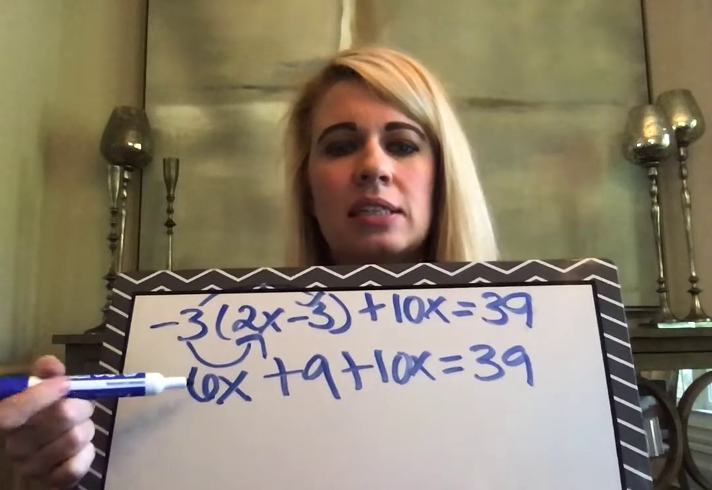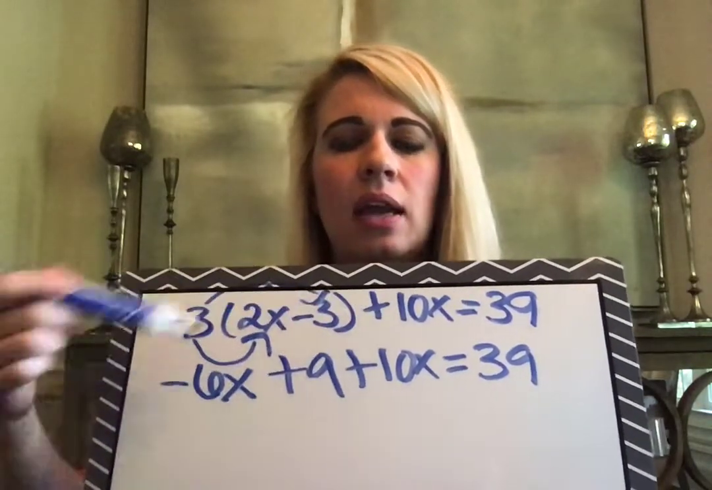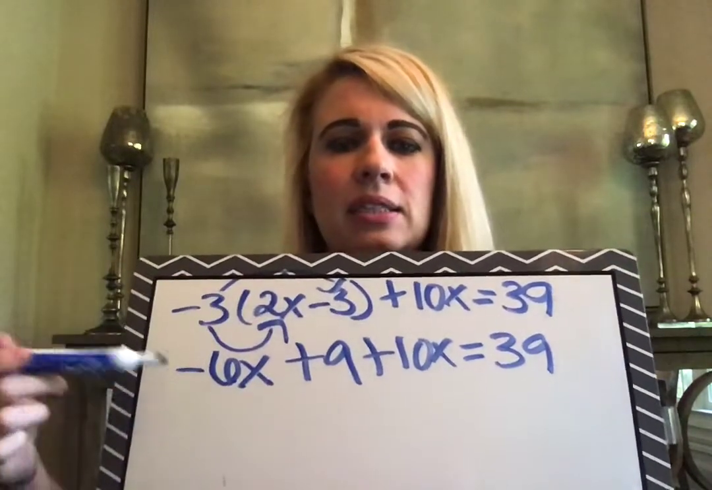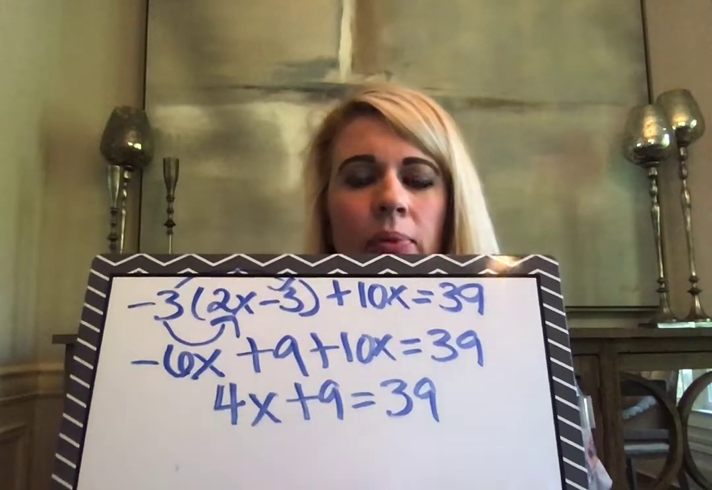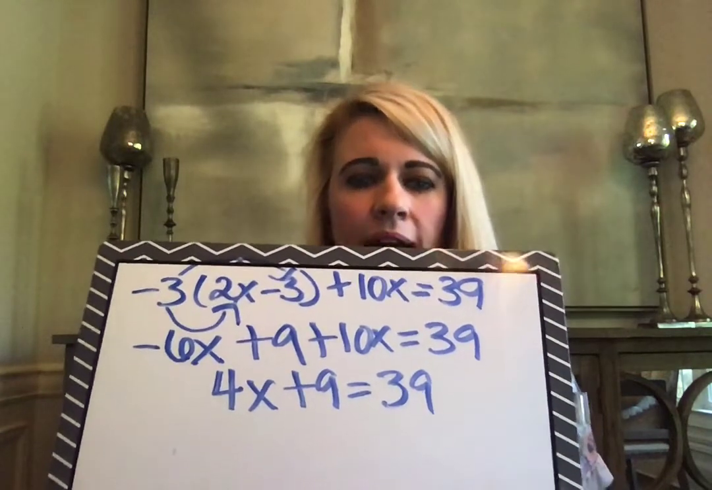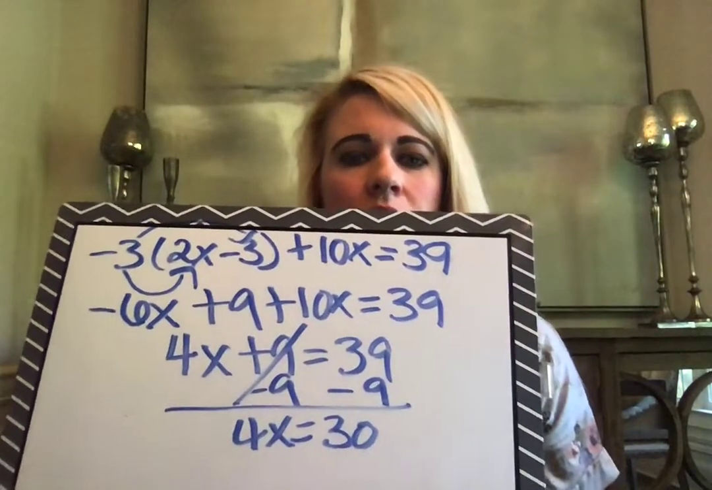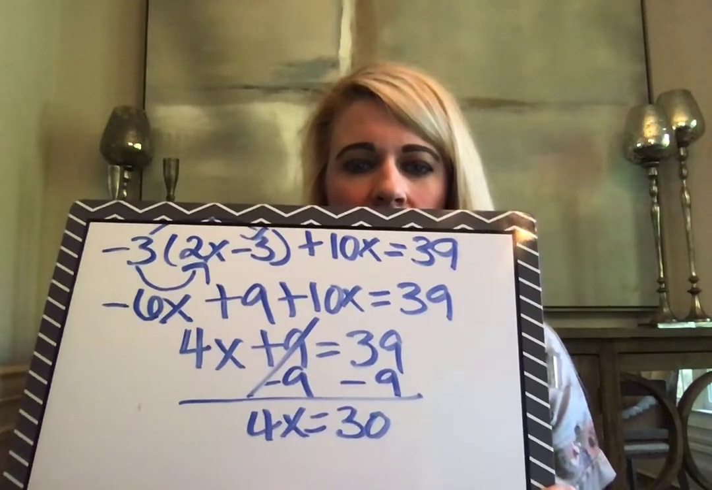Your like terms are here, your x's. So you have 10x and a minus 6x. And 10x minus 6x is 4x. So 4x plus 9 equals 39. Now, two-step equation, you want to get rid of that plus 9 first. So you're going to subtract 9 from both sides. The 9s cancel out, leaves you with 4x equals 30. Now, you are going to divide by 4 on both sides.